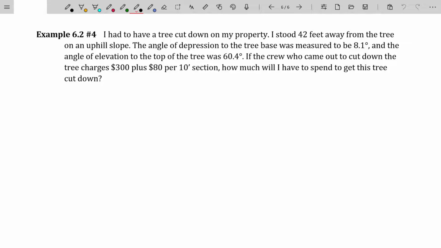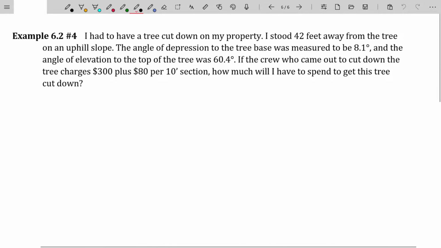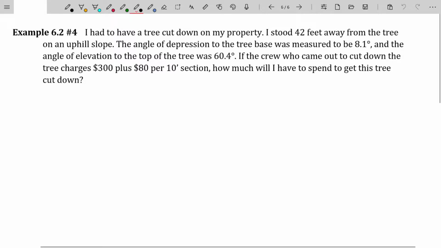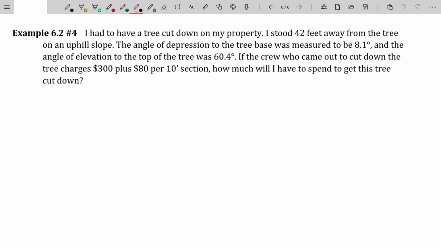And so I used a way to measure angles, and I stood a specific distance away from the tree, specifically 42 feet away from the tree, on an upslope of a hill, and I measured the angle of depression to the bottom of the tree and the angle of elevation to the top of the tree. And this is what I got. So I was 42 feet directed distance away from the tree on an upslope of a hill. The angle of depression to the base of the tree was 8.1 degrees, and the angle of elevation at the top of the tree is about 60.4 degrees. And really, honestly, it was more like just 8 degrees and 60 degrees, but whatever.